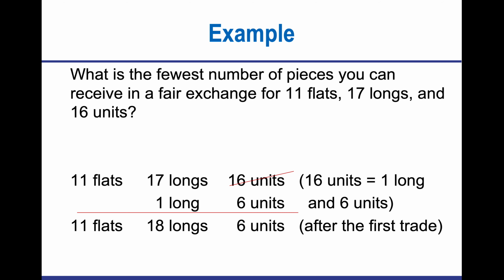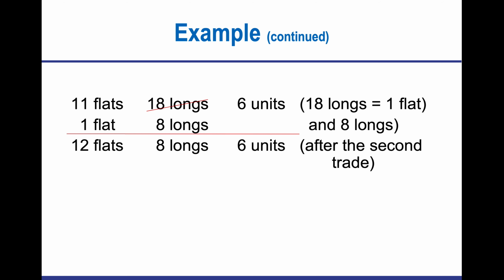So then we're going to look at what can we do with 18 longs? Well, if I have 18 longs, 10 longs is one flat. So I can borrow 10 from this category of longs, and I can put it over here in the flats. Then I have 8 remaining. So that gives me 12 flats, 8 longs, and 6 units, and that completes my trade.